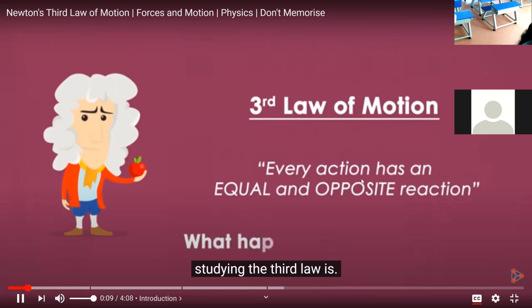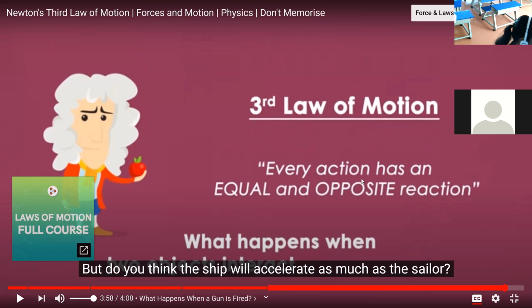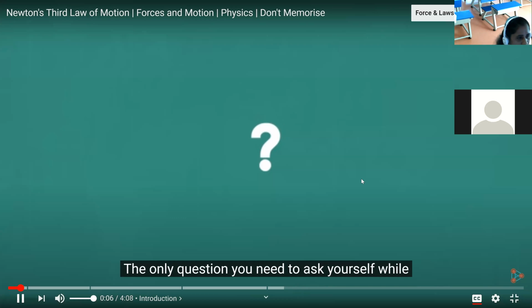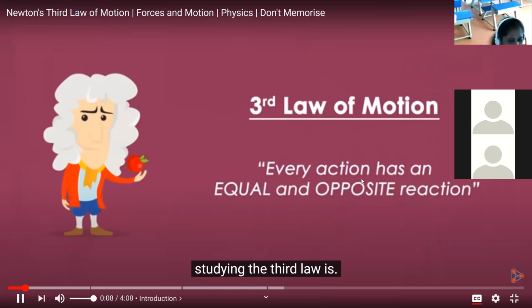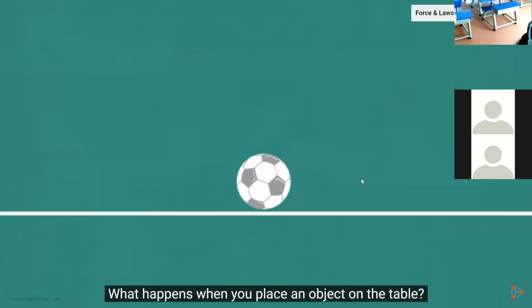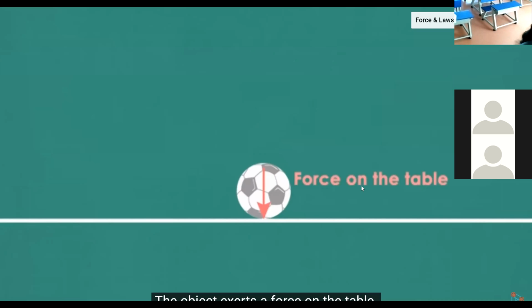What happens when two objects... The question you need to ask yourself while studying the third law is, what happens when two objects interact with each other? What happens when you place an object on the table? The object exerts a force on the table and the table exerts an upward force on the object.